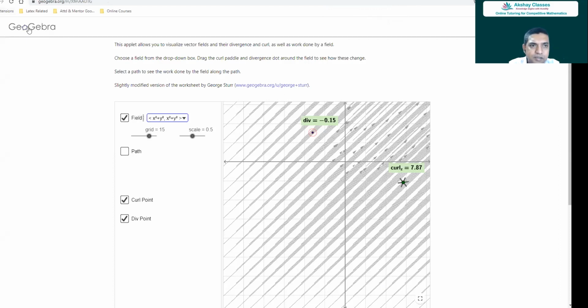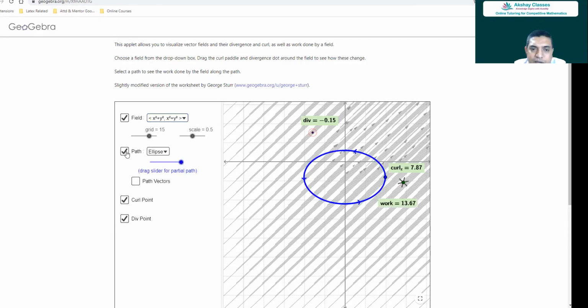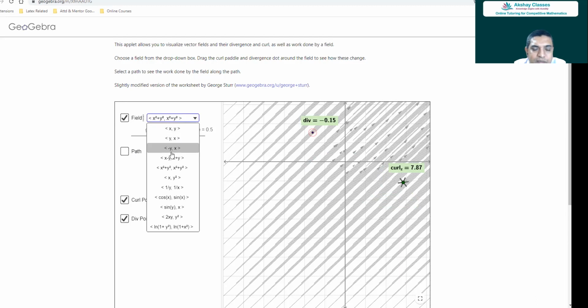Now, you can search for geogebra.org for divergence and curl. You will come across this page, a very interesting page. It says this applet allows you to visualize vector fields and their divergence and curl, as well as work done by the field. We are not doing that, that is the integral. So along a path, I am changing the path. I'm not doing the path at the moment. Okay, I'm ignoring this. Now the field can be this.